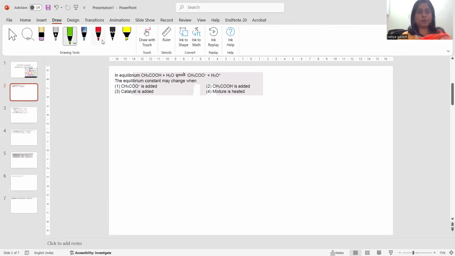So this PowerPoint is going to give you an idea regarding both chemical equilibrium as well as ionic equilibrium. The first question for us is, the acetic acid is establishing an equilibrium to form acetate ion and hydrogen ion. The equilibrium constant may change when the acetate ion is added, acetic acid is added, catalyst is added, or the mixture is heated. The moment you see the equilibrium constant changing, you immediately think about Le Chatelier's principle.